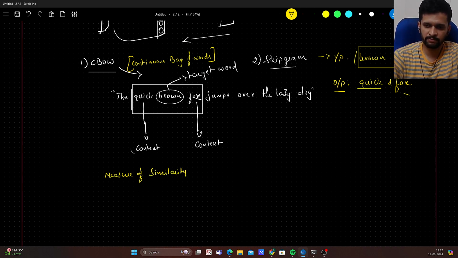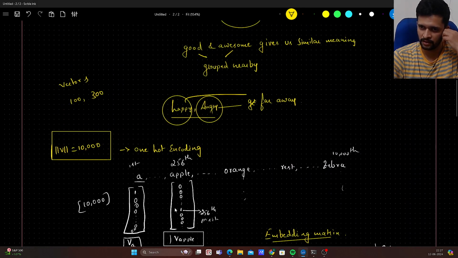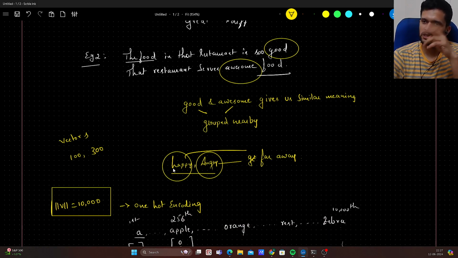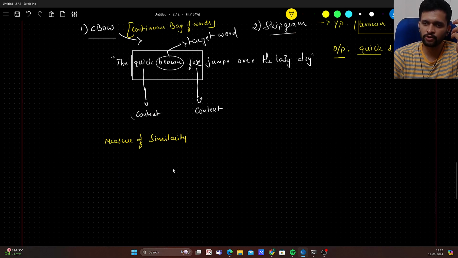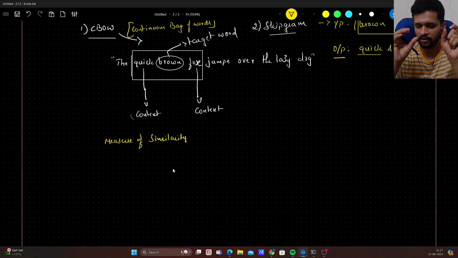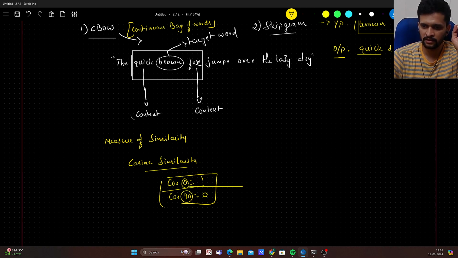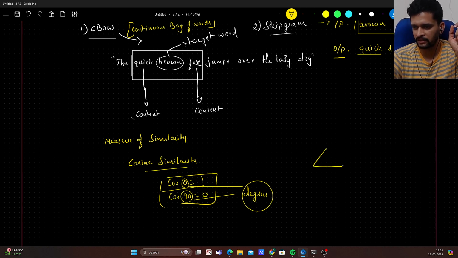So in my examples which I stated earlier, happy and angry are dissimilar words, right? And good and awesome are similar words. So we need a measure to calculate the similarity, right? For that we will make use of cosine similarity. So you all know cos 0 is 1, cos 90 is 0, right? These 0 and 90 are the degrees. So how far apart are the vectors?